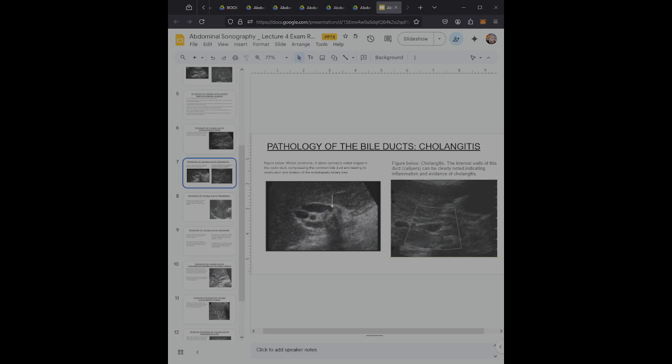Acute bacterial cholangitis is typically preceded by a biliary obstruction, and patients often present with fever, right upper quadrant pain, and jaundice, and we refer to this as the Charcot triad. That is fever, jaundice, and right upper quadrant pain. Patients with bacterial cholangitis may also suffer from leukocytosis and elevated laboratory values.